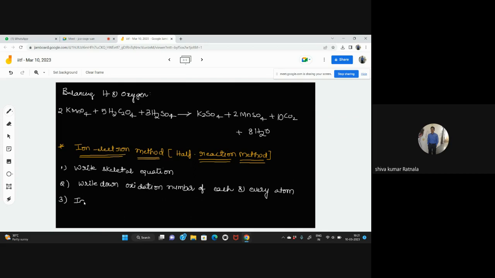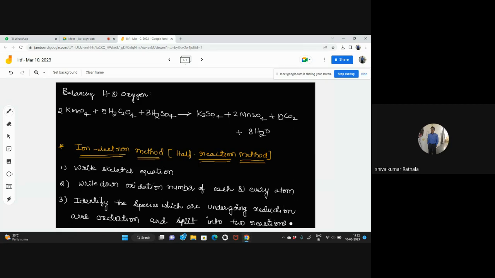Third one, identify the species which are undergoing reduction and oxidation, and split into two reactions. Okay, so from here, I think till now this is quite common in both the methods.